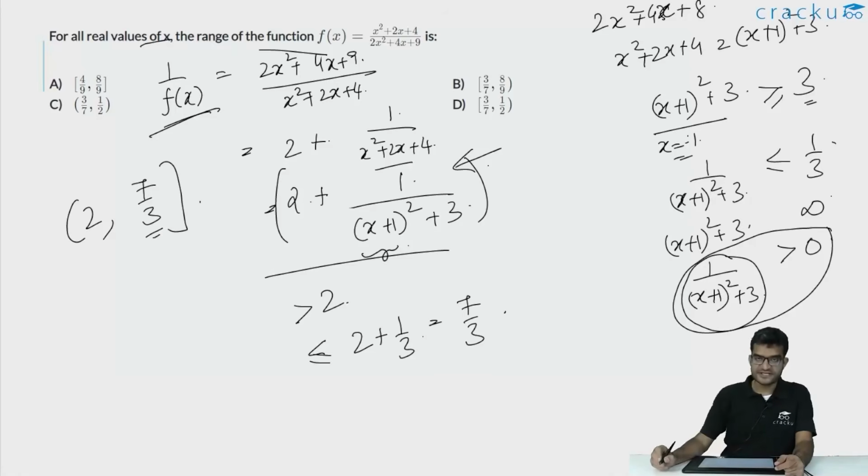It will touch 7 by 3 when x is equal to minus 1, and it will never touch 2. That is, it can never be equal to 2, but it will become very, very close to 2 as the value of x becomes very, very large. This is the range of 1 by f of x.